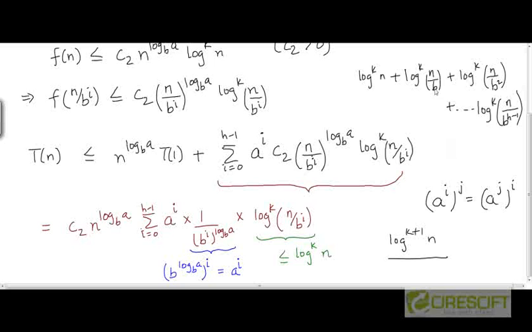What I'm saying is, these arguments n by b square, n by b to the power h minus 1, throughout this summation, all these values are less than n because b is greater than 1. So n by b must be less than n, n by b square must be less than n by b, and so on. So if we replace each of these by n, we will be increasing the value of this summation.